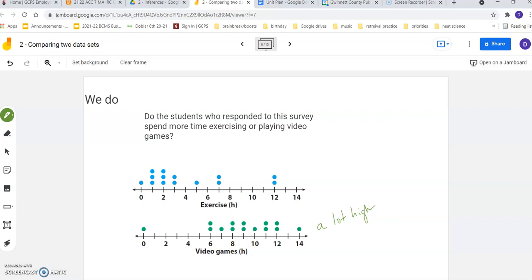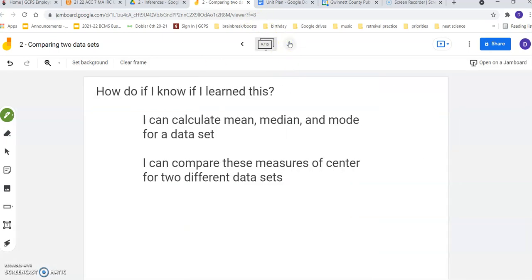Okay, y'all? That is how you use measures of center to compare two data sets. How do you know how this went? Well, 1 would be, can you calculate mean, median, and mode for a data set? And 2 would be if you can compare these for 2 data sets to know which had a higher whatever's being measured. If you feel confident in doing these 2 things, you're ready to go. If not, give this another watch, and I think you'll be ready to go after you do.